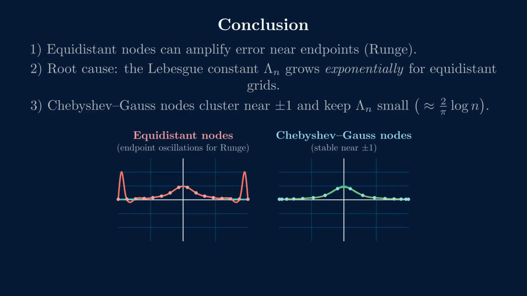Side-by-side comparison at the same degree. On the left, equidistant nodes produce an interpolant with endpoint oscillations. On the right, Chebyshev Gauss nodes yield a stable curve near the boundaries while matching the samples. Takeaway: for global polynomial interpolation on -1 to 1, use Chebyshev nodes or use splines.